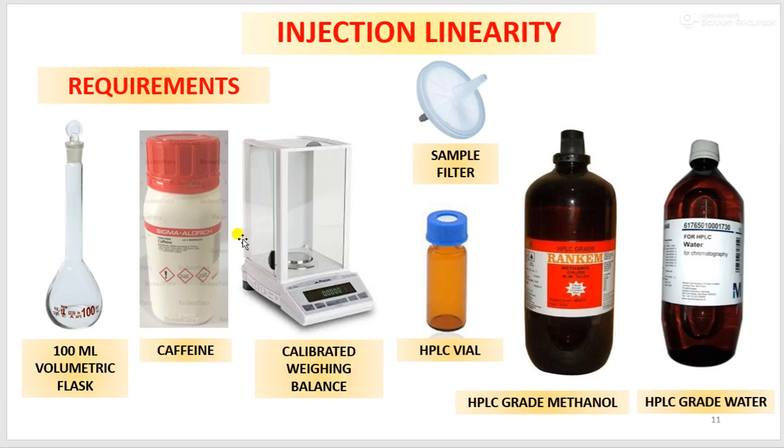Next is injection linearity. To perform injection linearity, you require 100 ml volumetric flask, one. Then you require standard caffeine, calibrated weighing balance, HPLC vial, then sample filter, means to filter the solution, then HPLC grade methanol and HPLC grade water.